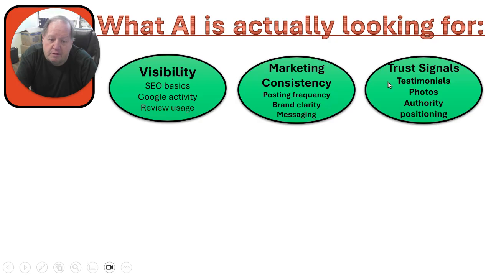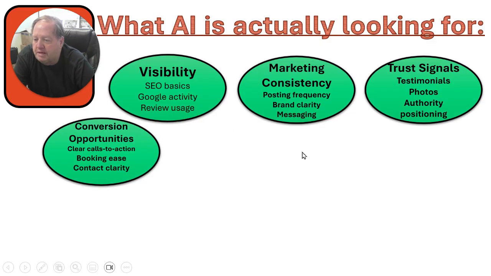Then there are trust signals. The AI is going to look at their testimonials, the amount, what they say, how frequently they happen, and how recent they are. It's going to look at photos. It's going to look at their authority. So authority could be designations they have, awards they've won, right? How are they positioned in the marketplace?